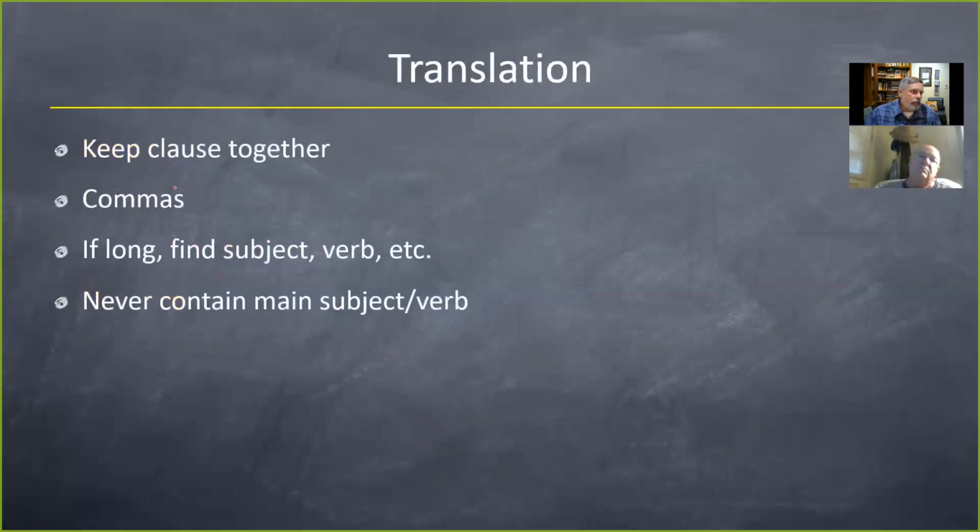The key is to keep the clause together. Oftentimes it's separated by commas. It's very long. Find the subject and the verb within the clause and build from there. Know that the main subject and the main verb is never inside the clause. The clause will have its own subject, it will have its own verb, but it's not the main subject or the main verb to the entire sentence.